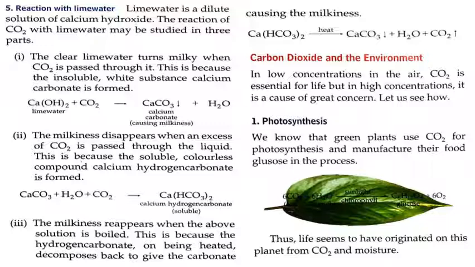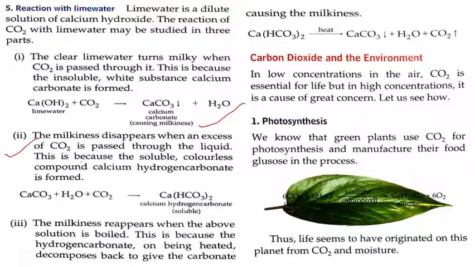We all have seen lime water. If carbon dioxide is passed through it, it will show a milkiness, a little bit of a white color. This is because the insoluble white substance calcium carbonate is formed. Calcium hydroxide reacts with carbon dioxide, leading to the formation of calcium carbonate plus water. So calcium carbonate is the insoluble white substance which leads to the milkiness.